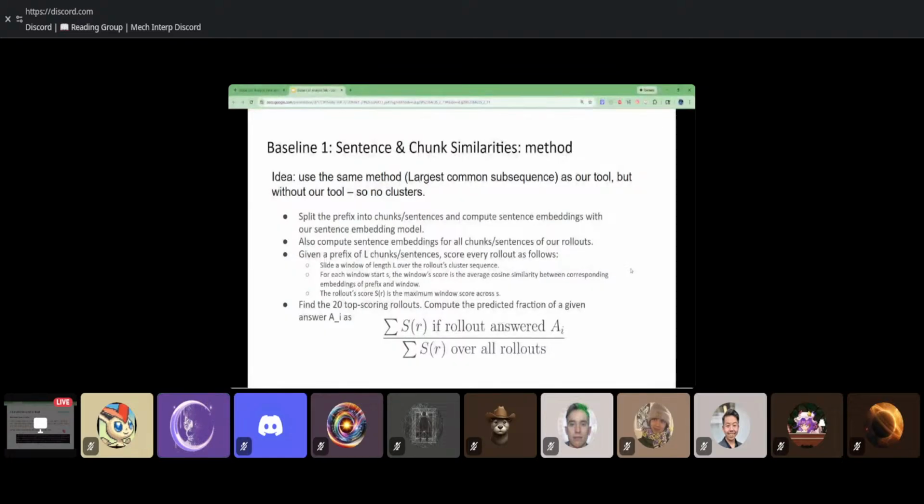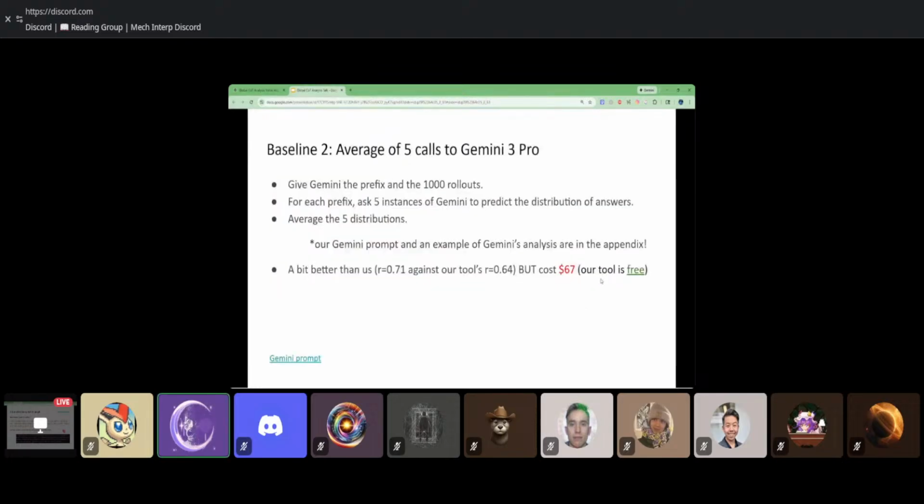We do the same sort of sliding window thing, and find the maximum window score across all the possible windows when you slide it down your rollout, and then we compare this for splitting our rollout by chunks or by sentences. So we can test sentences, and then we also have this really strong baseline. We have 5 other baselines that are in our blog post, but another important baseline is the super strong baseline where we call Gemini 3 Pro 5 times, given this prefix, and then average those 5.